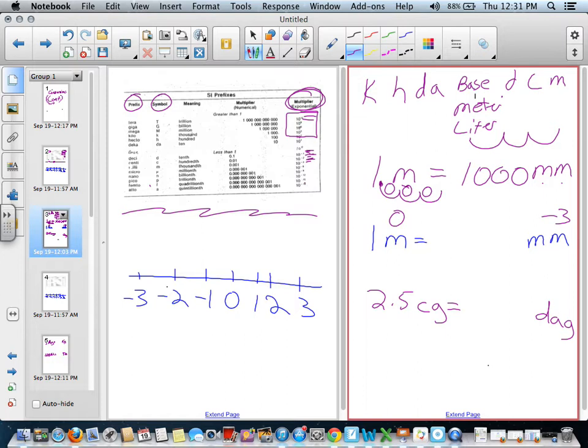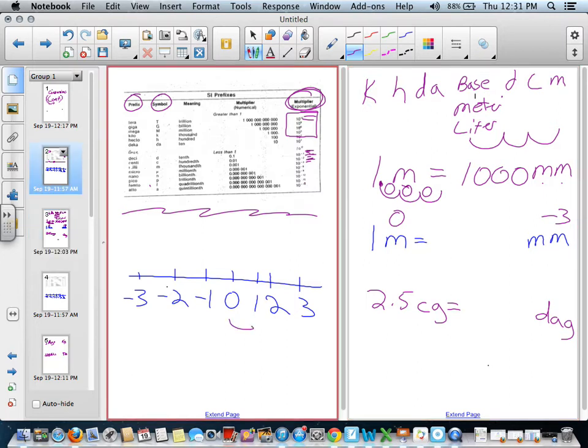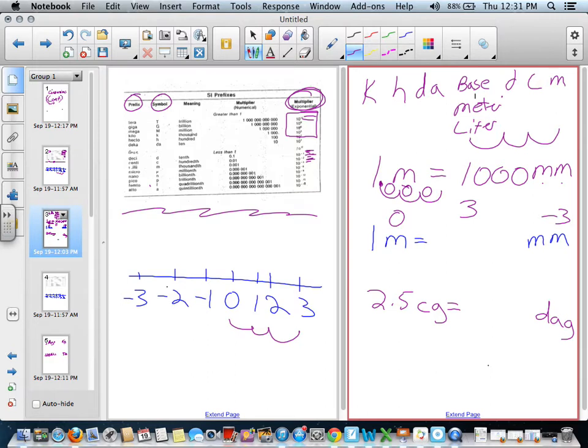So the difference between 0 and 3, if you take a look over here, we got a little number line here, there's 1, 2, 3 spots difference, right? So we put a big old 3 in the middle. Now what we're going to do is circle this number, because that number represents how many places we're going to move the decimal point. So we're going to move the decimal point 3 places.